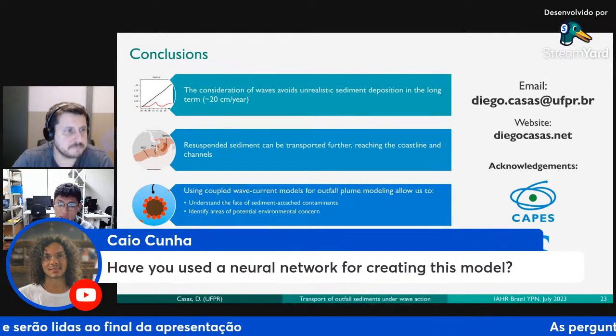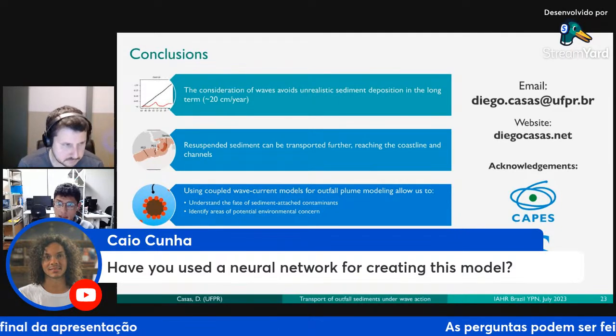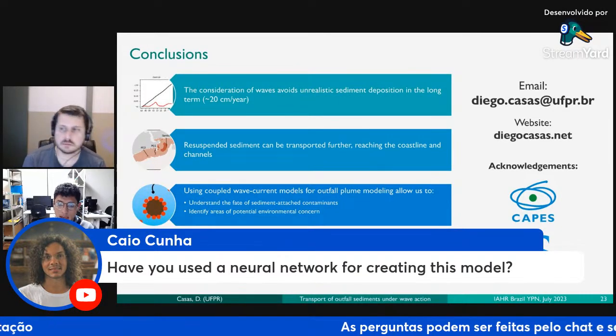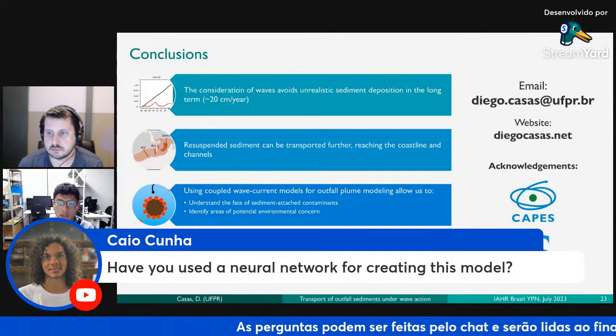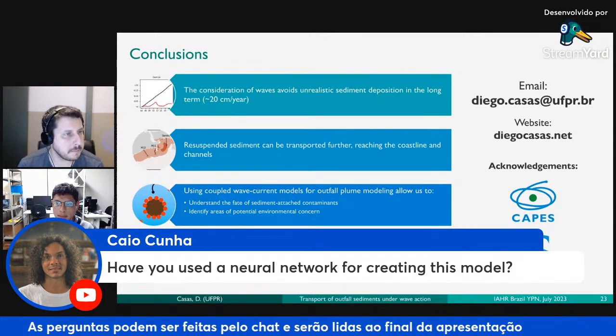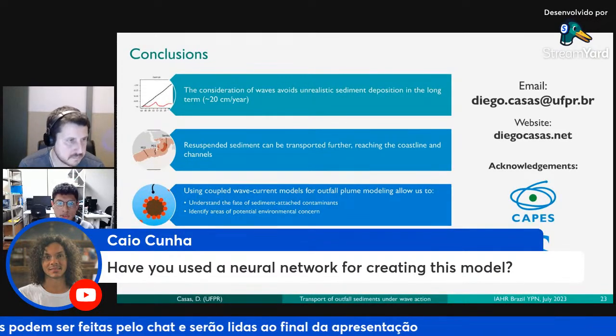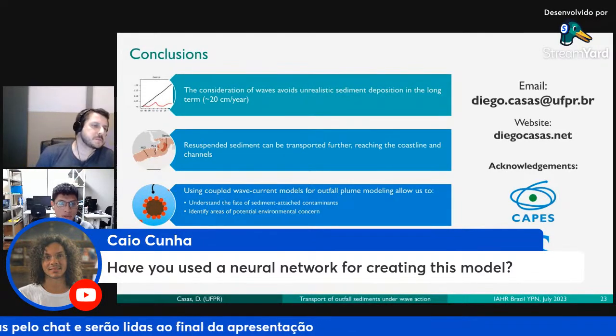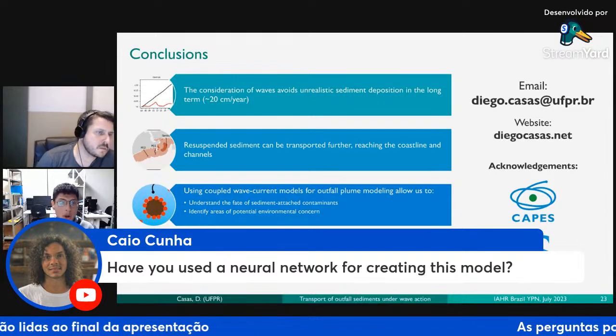We haven't tried using a neural network. However, I have a colleague that is trying to implement some big data into this kind of model to study water quality.